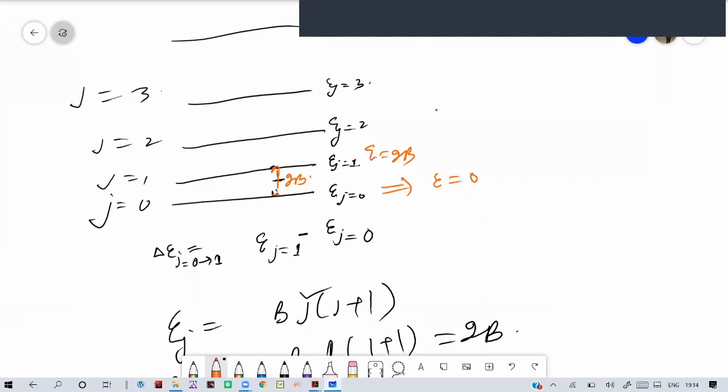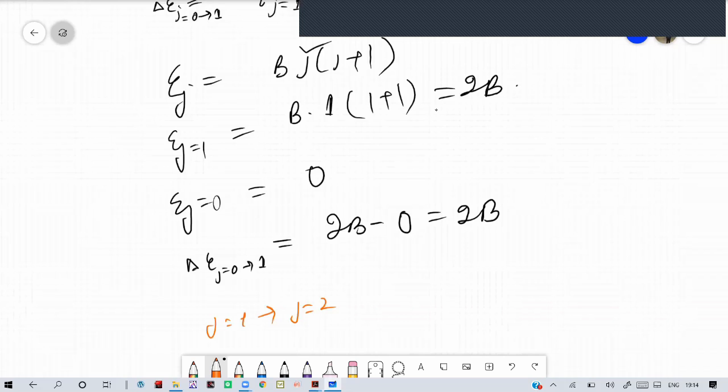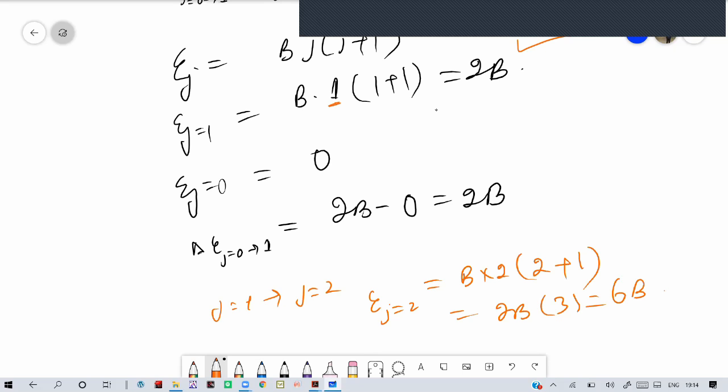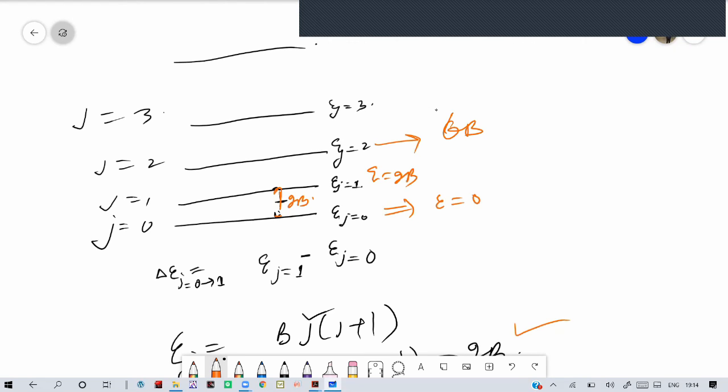Similarly, you can calculate it for J equal to 1 to J equal to 2. J equal to 1 is 2B, we know that. Now put the value J equal to 2: it will be B into 2 plus 1, so it is B into 2 into 3, that is 6B. So this energy level occurs at 6B. What is the difference? 4B. Similarly, the next energy level occurs at 12B, and the difference from 6B is 6B. Similarly, this occurs at 20B, and the difference is 8B. So if you see, there's a trend now.